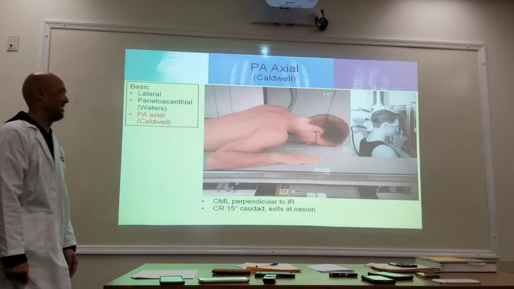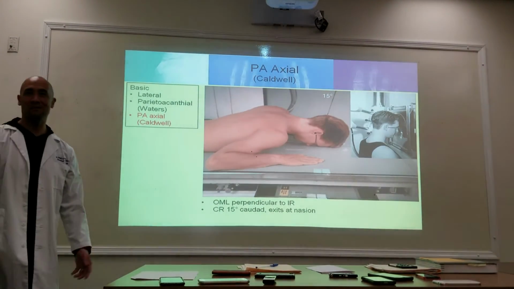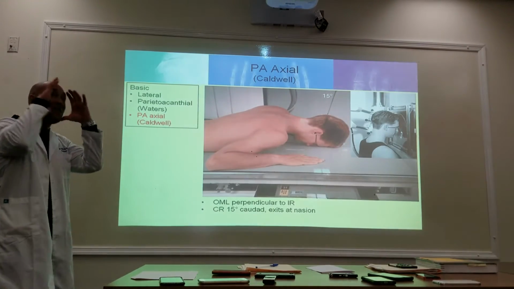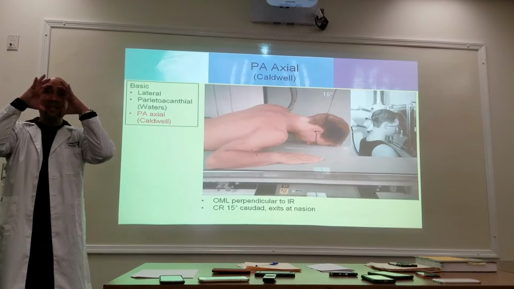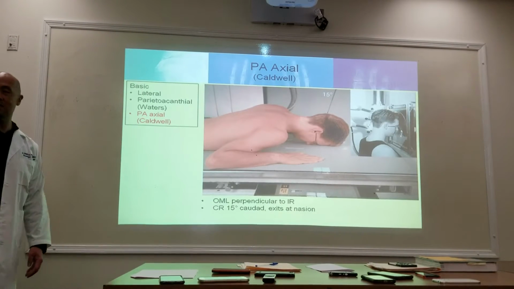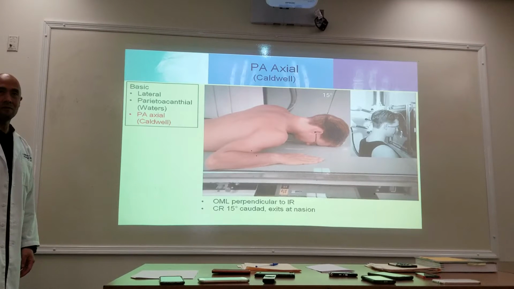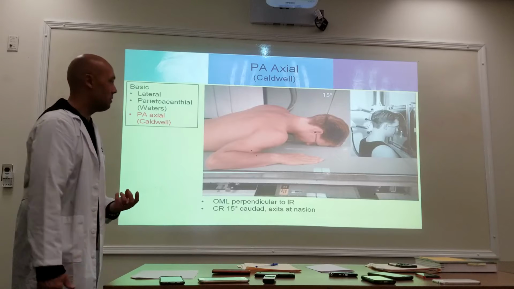You're welcome. Anytime. All right, so it doesn't change here then, right? It's the same, except we're just collimating to the face. We don't need the entire skull, we're just collimating to the face. You guys already know this, okay? So 15 degrees towards the feet to exit the nasion, right? Which baseline are we using here? OML. Okay.